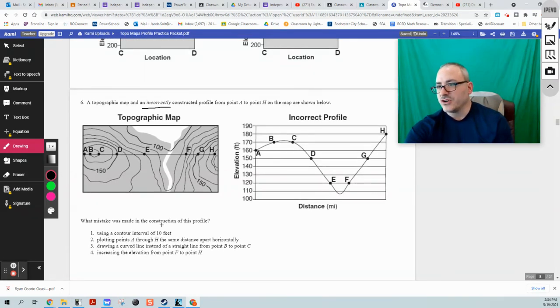What mistake was made during the construction of this profile? Well, it started at 160. I like that. It ends at 180: that's 160, 170, 180. I like the starting points.